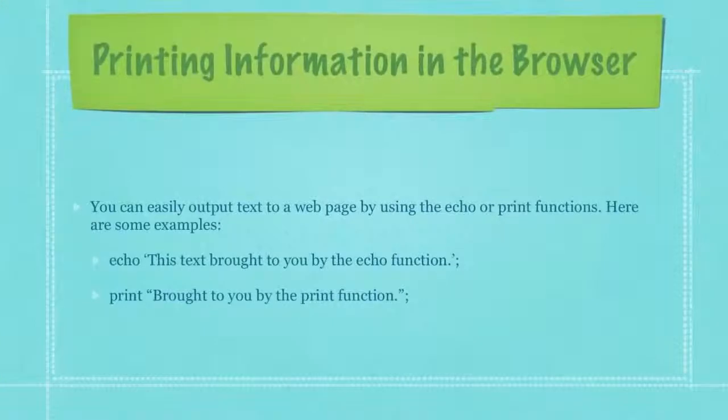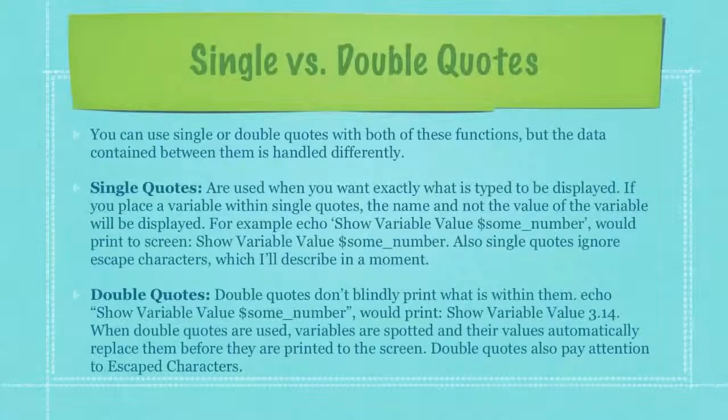You can easily output text to a web page by using the echo or print functions, and here are some examples. You can see here I'm using the echo function to output to the screen this text brought to you by the echo function, and I'm doing something similar here with the print function. So what's the difference between single versus double quotes?